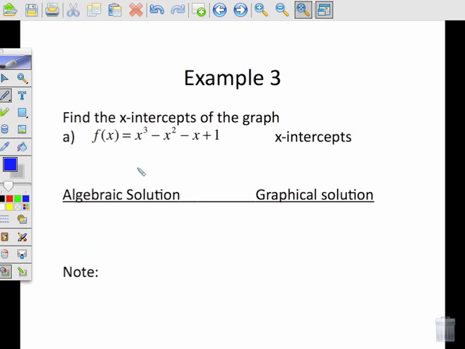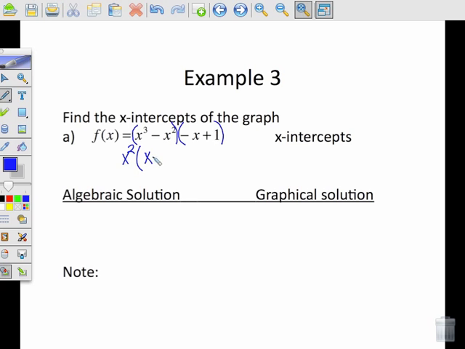All right, example 3, find the x-intercepts of the graph. X-intercepts, where does this cross the x-axis? Well, when we've got 4 terms like this, we have to go back to algebra 2, but our method is going to be factoring with 4 terms. We can factor 4 terms.